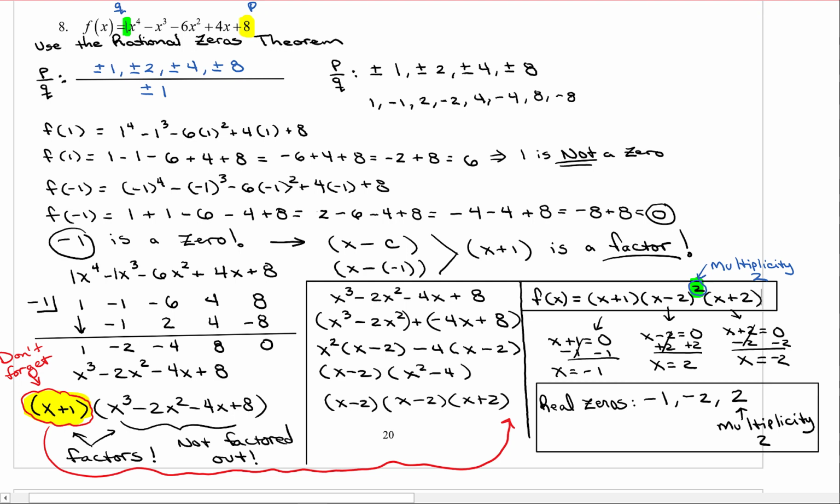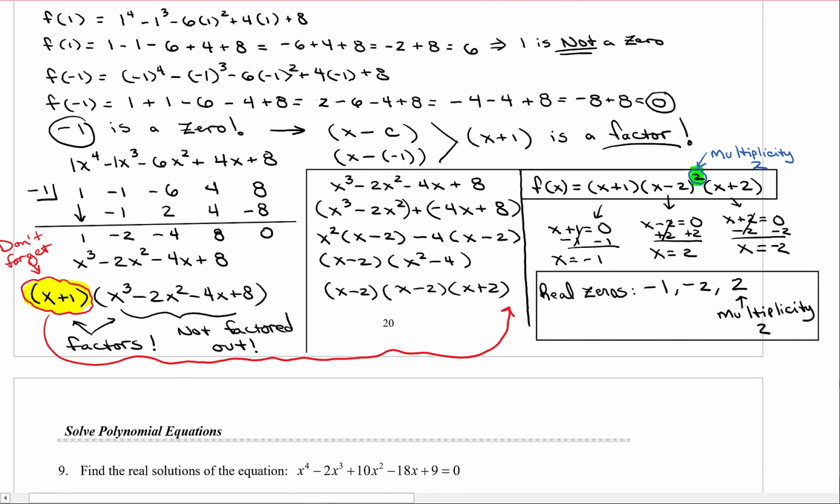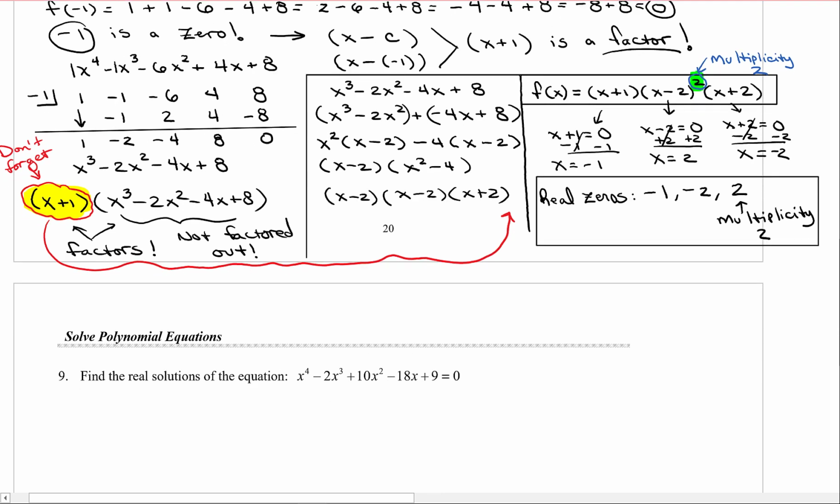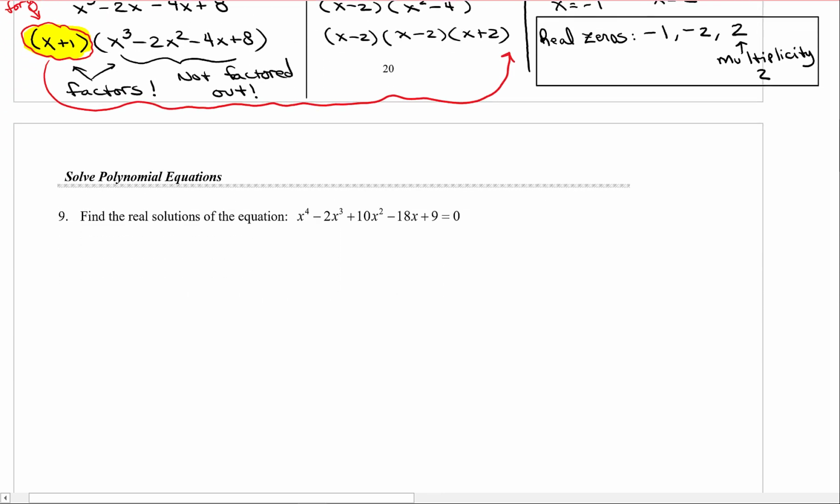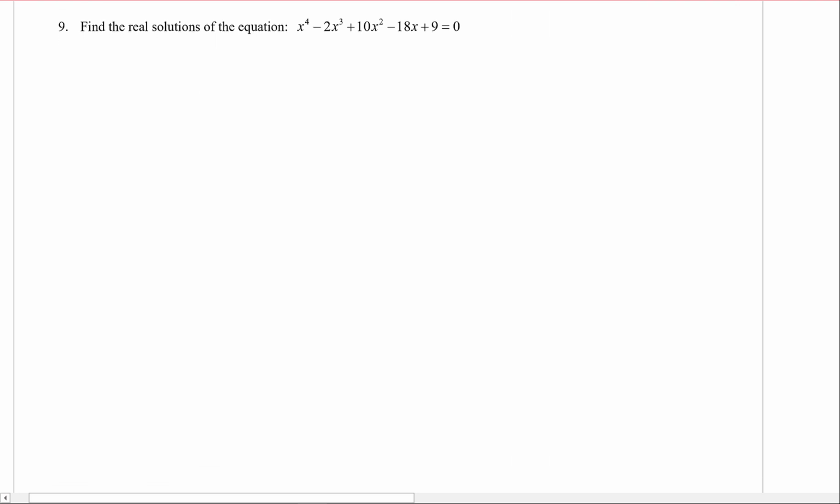All right, I think we're ready to go to the next problem, right? All right, let's move on. Let's find the real solutions of the equation x to the 4th minus 2x cubed plus 10x squared minus 18x plus 9 is equal to 0.